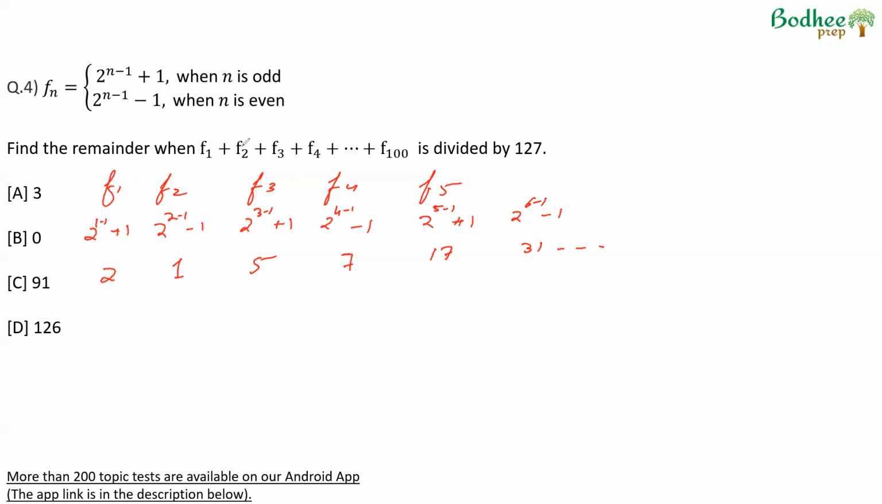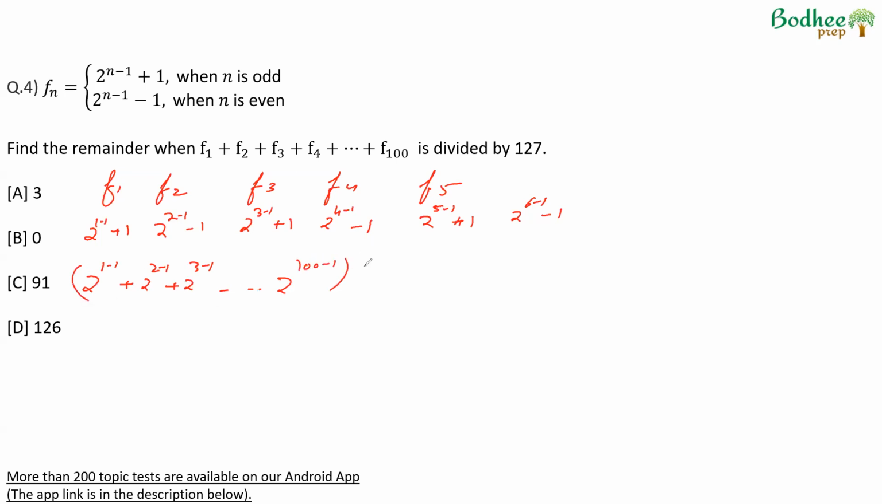That should be divided by 127. But instead of finding the value of the terms, we could just work with the general term. Now, if we look at these terms, we can take the 2 power terms common. So 2 raised to power 1 minus 1 plus 2 raised to power 2 minus 1 plus 2 raised to power 3 minus 1 till 2 raised to power 100 minus 1.